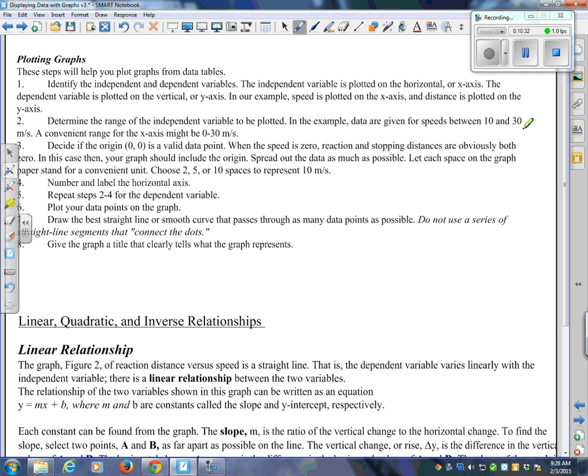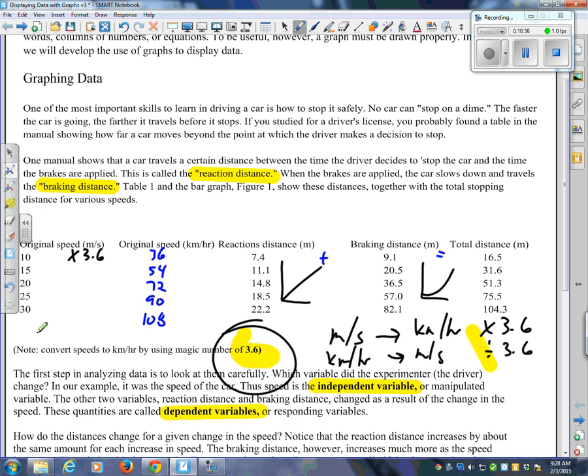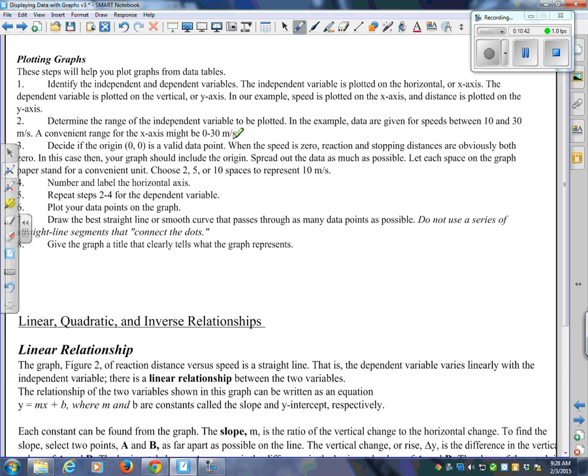Go back to the data. We start at 10, we go to 30. Should I just go from 10 to 30? Why, Nick's shaking her head. Why not? Should I include 0? You can. Is it a good idea to include 0 if you can? Yes, it usually is. If 0 is within the sort of ballpark, try to include 0.